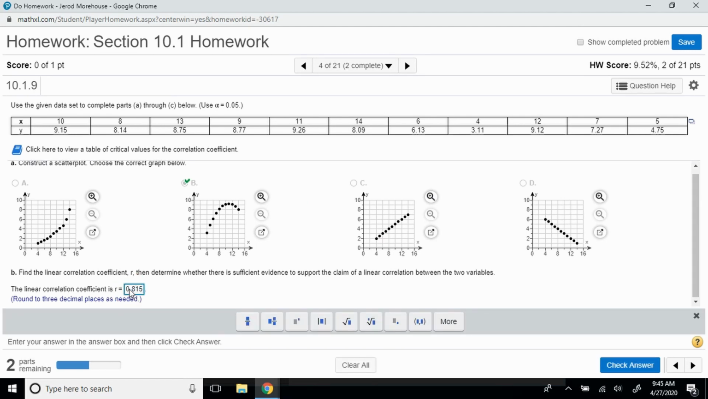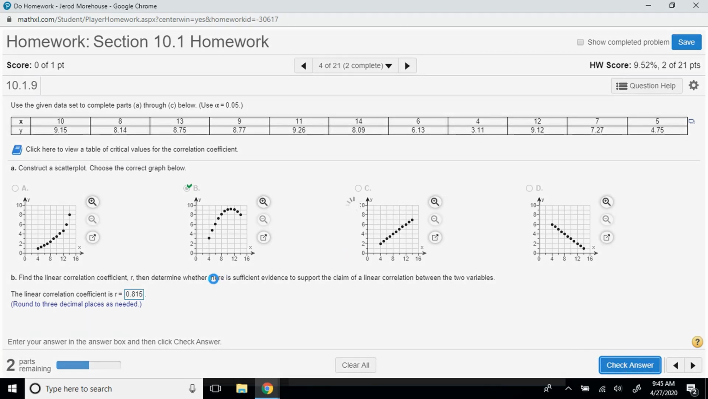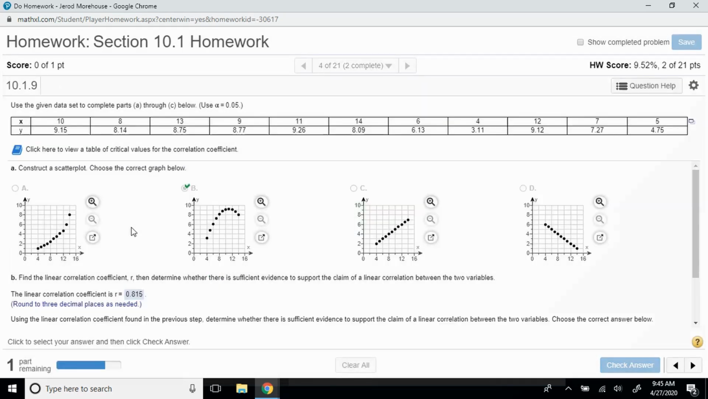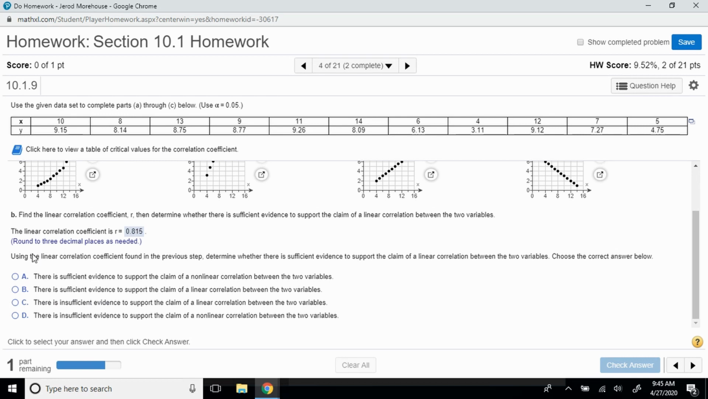0.815. Answer? All right. Now it asks, using the linear correlation coefficient found in the previous step, determine whether there is sufficient evidence to support the claim that a linear correlation exists between the two variables. Choose the correct answer below.